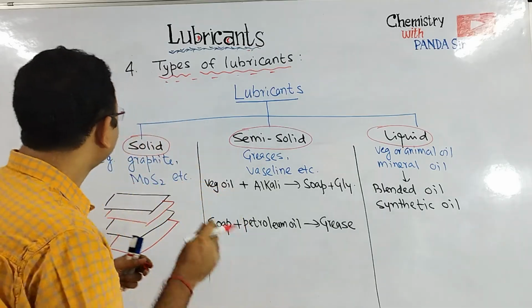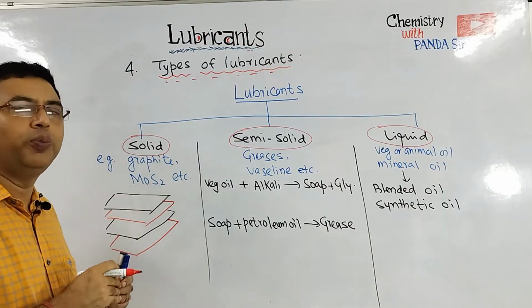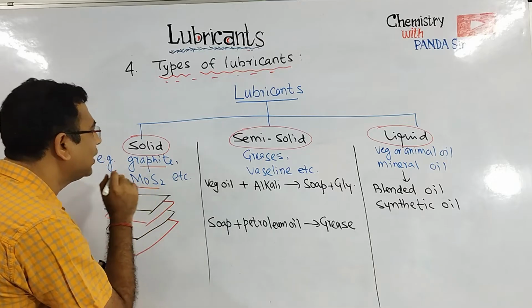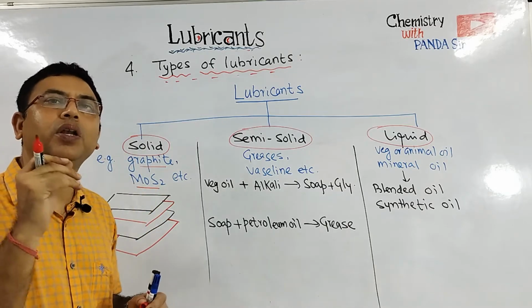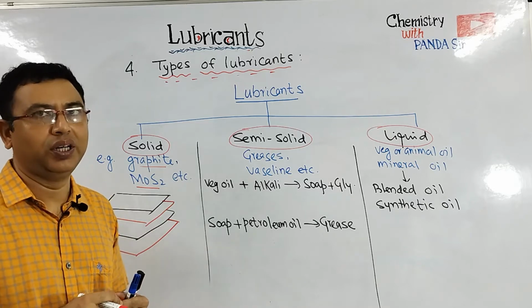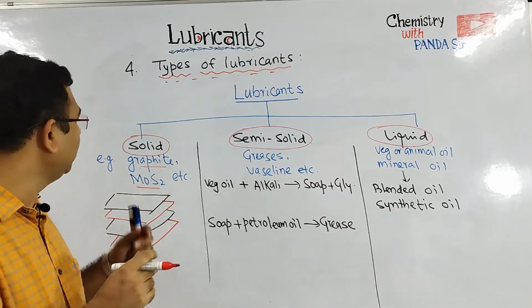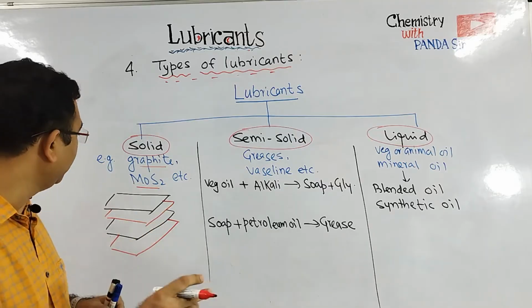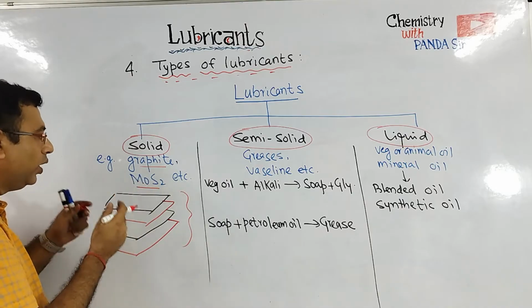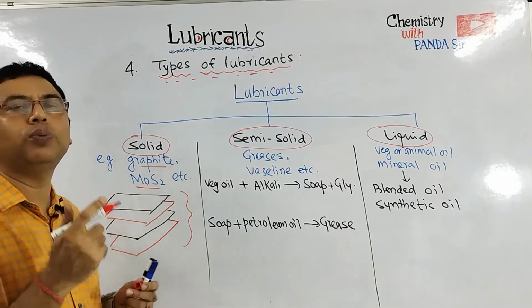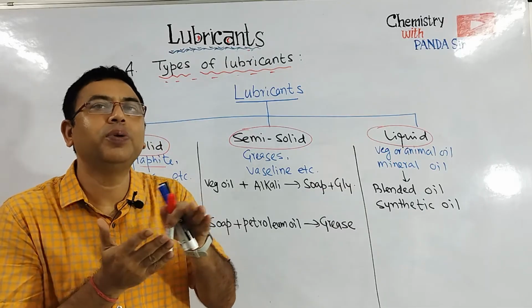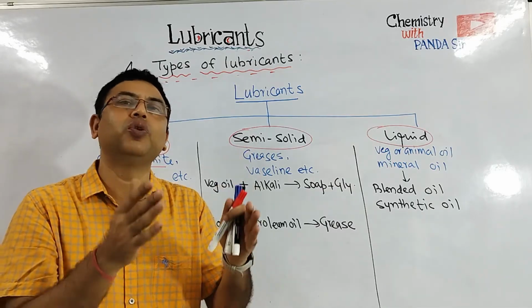Let's start with the solid. Solid lubricant is mostly graphite powder and molybdenum disulphide. They are examples of solid lubricants. They come as a very fine powder. Why do they act as a lubricant even though they are solid? It is purely because of their layer by layer structure. Between the two layers there is a weak van der Waals force of attraction, and that is the reason they show the slippery property and act as a good lubricant.